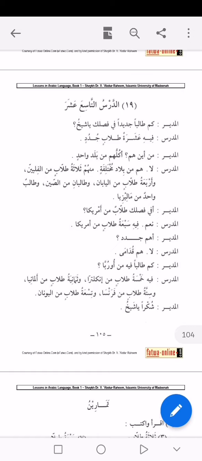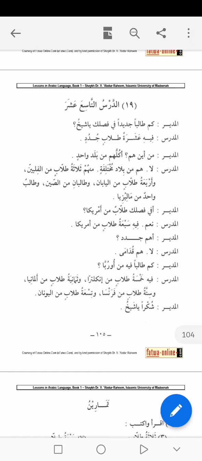Principal: How many new students are there in your class, O Sheikh? Teacher: In it, 10 new students. Principal: From where are they? Are they all from one country? Teacher: No, they are from different countries.